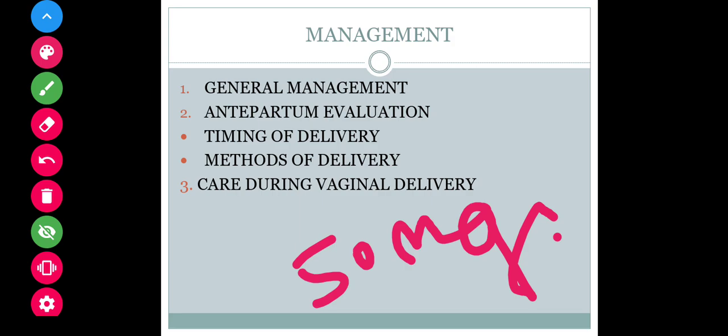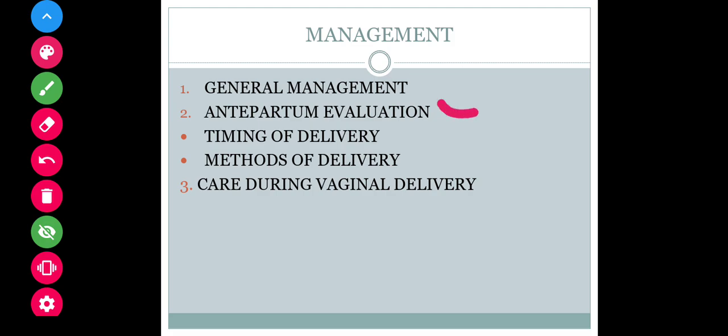And these are for selected cases, like history of thrombotic diseases, hypertension, preeclampsia, or any previous IUGR, which should be taken into consideration. And antepartum evaluation: ultrasound examination, fetal well-being, all this should be taken under evaluation. Doppler ultrasound, and timing of delivery.